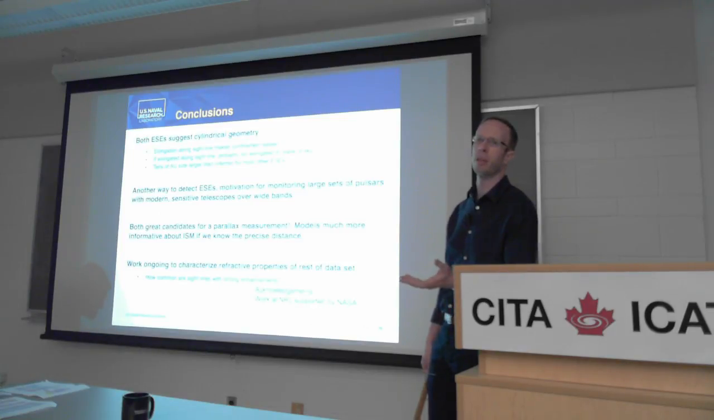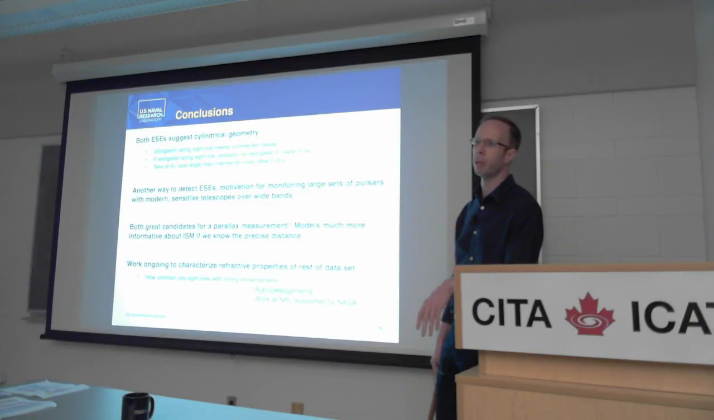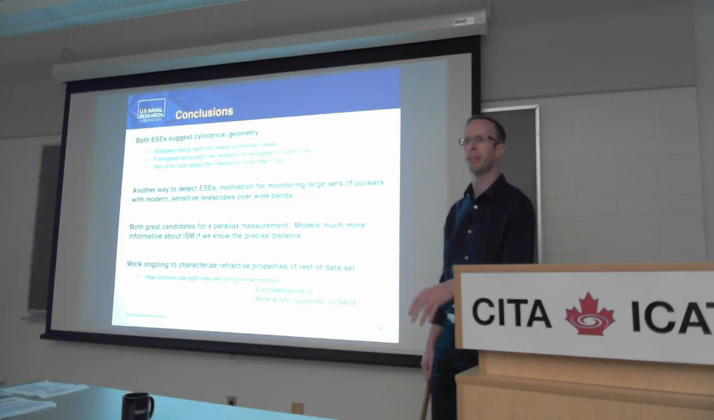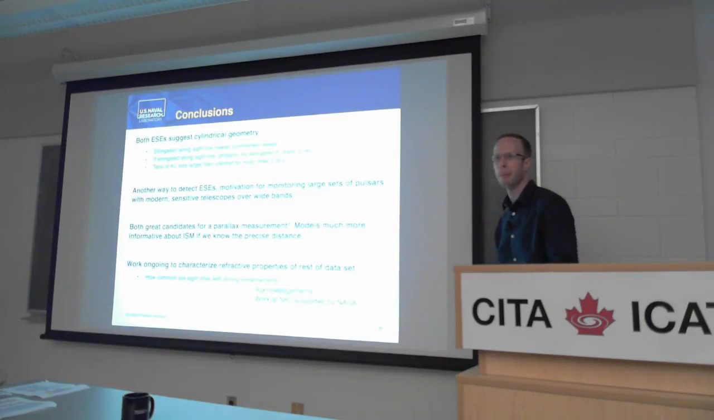And then I think the other interesting thing is that these are, in fact, probably very large lenses. Both of them come out at about 20 AU with the typical velocities. Lenses, clouds, or whatever scattering things they are. So I'll stop there. Thank you.